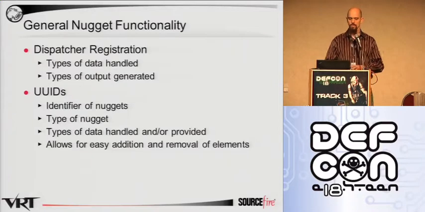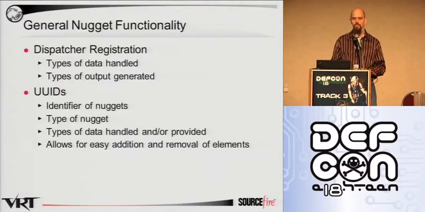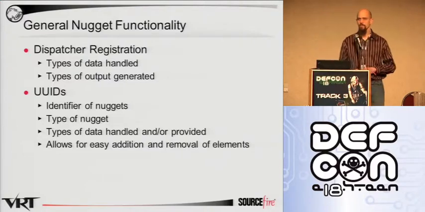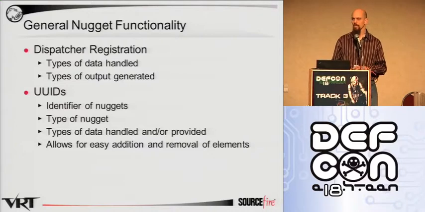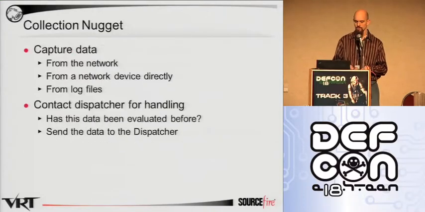Okay, so as such, because it is a nugget architecture, everything has the same basic architecture where it's talking to the dispatcher and registering and performing the different tasks. We use UUIDs to identify everything because it makes it really easy to add and remove elements from the system depending on what tasks you need. And we'll talk a little bit about what each kind of nugget does.